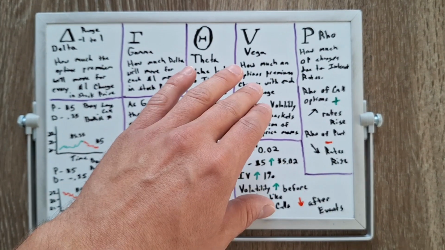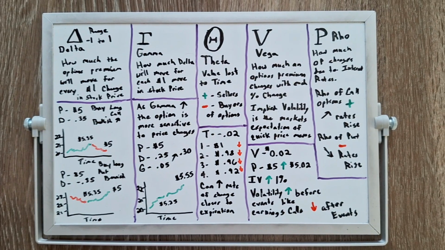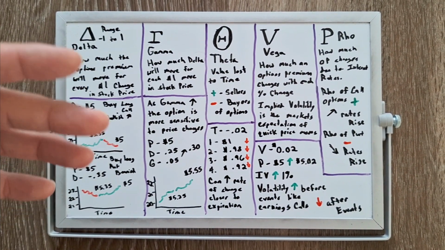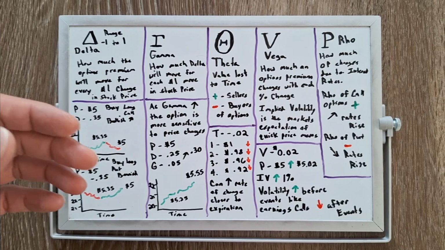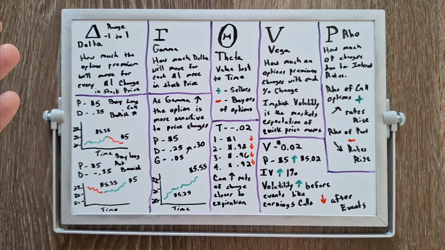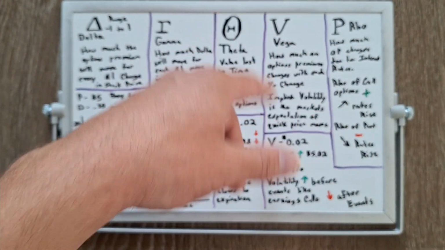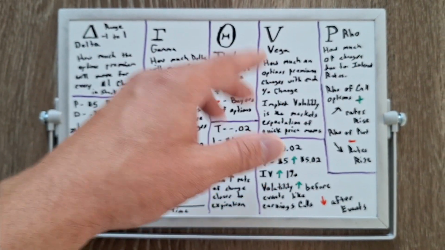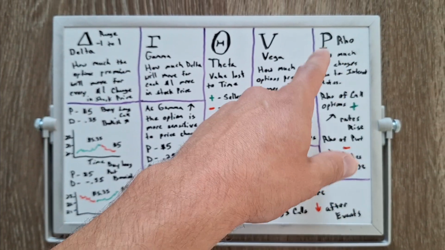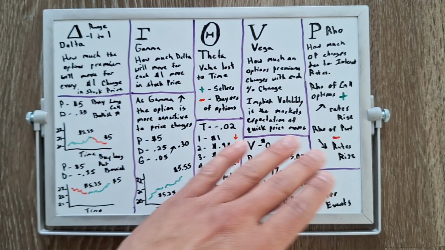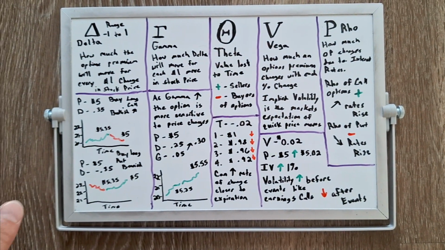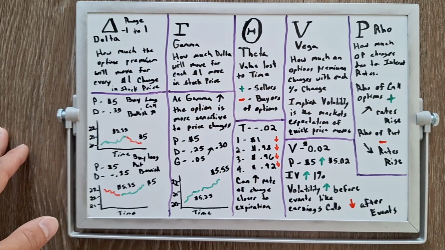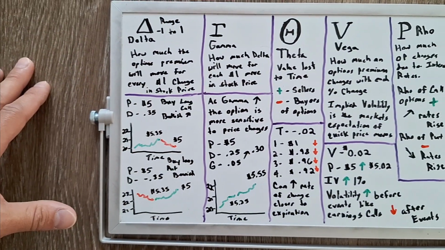Vega is how your options premium is affected by implied volatility, which means the market's expectation of fluctuations in price. Usually this is heavily affected by earnings calls or political issues like tariffs and such. And then rho is how much your options premium will change based on interest rate changes, which will be made by the Federal Reserve. So we'll start here with delta.